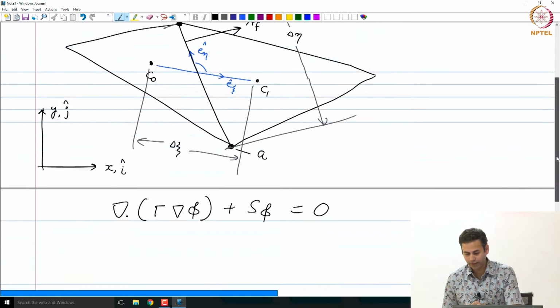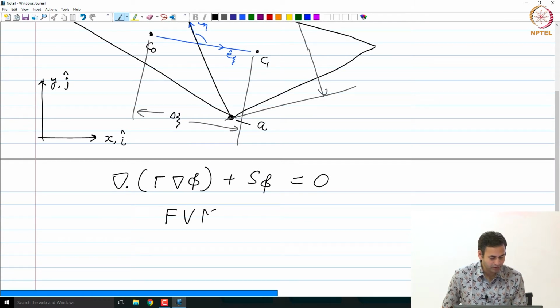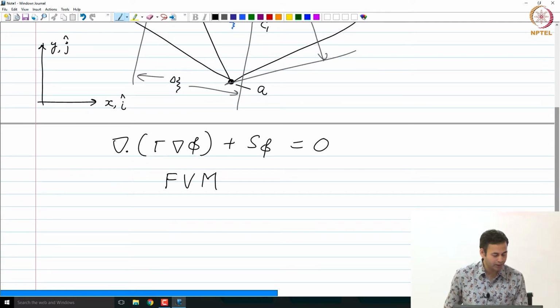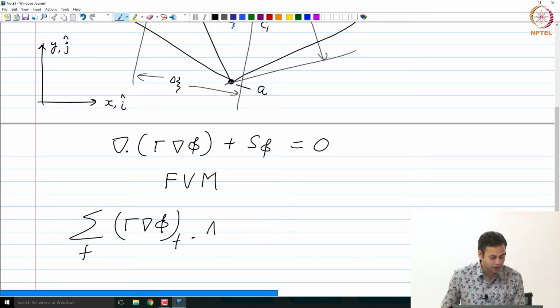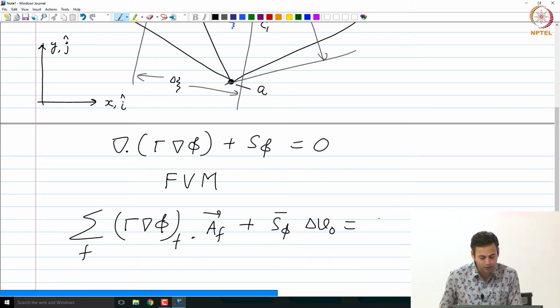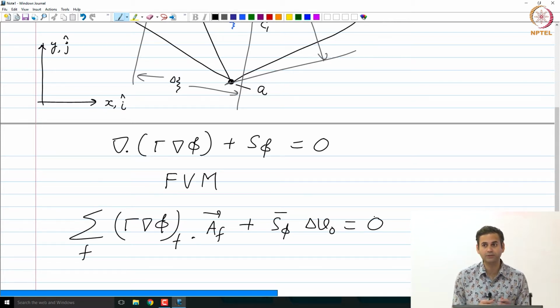And if we apply the finite volume method, we go through all the steps. That is, integrate this on the C0 cell, then invoke the Gauss divergence theorem, convert the volume integral into a surface integral, then make the surface integral into a summation, and also approximate the source term with the cell-centroid value. We finally reach this particular equation: summation over the faces of gamma grad phi at f dot AF bar, plus S phi bar times delta V naught, equals 0, right? That is our discrete equation, which is basically the flux balance for the grad phi.